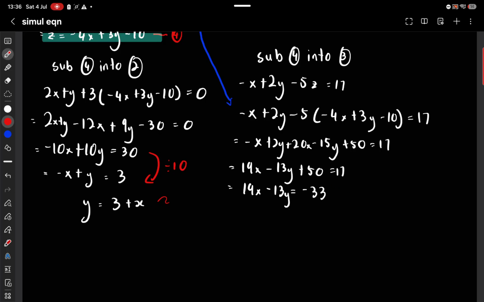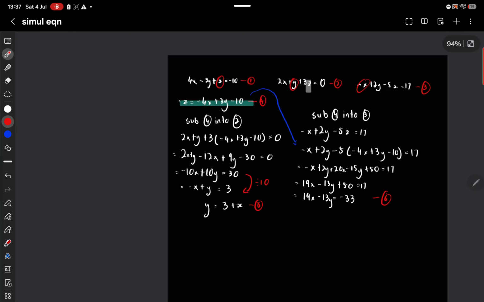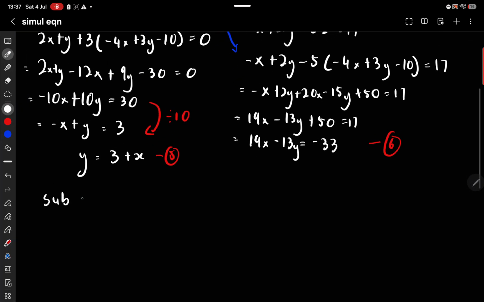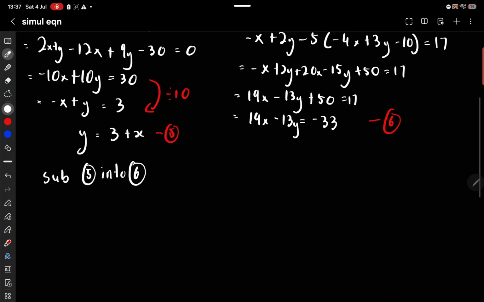So wait, this is our 5th. This is our 6th right here. So then what we're gonna do is we're gonna sub 5 into 6. So our 19x minus 13y, we're gonna copy it exactly how it is up here. So then what we're gonna do is we're gonna bring this into here.